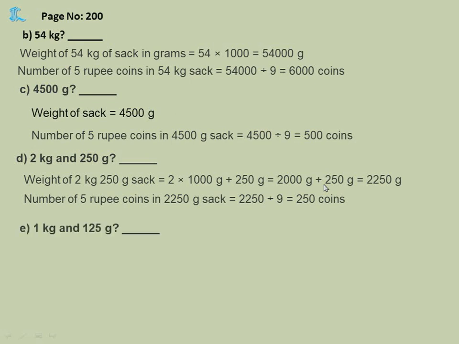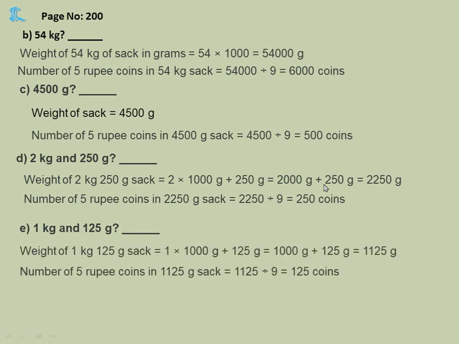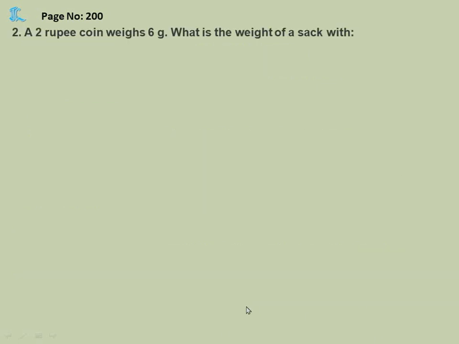1 kg 125 grams. First convert the 1 kg. 1 kg means 1000 plus 125. So 1000 plus 125 is 1125. 1125 divided by 9 is 125 coins. My divisions, you all have to do in the rough column. Okay. Now page number 200.